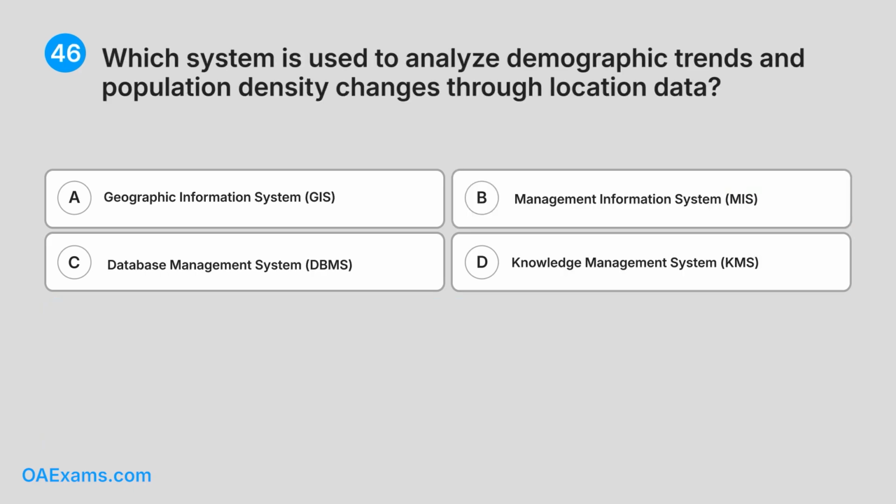46. Which system is used to analyze demographic trends and population density changes through location data? A. Geographic Information System, GIS. B. Management Information System, MIS. C. Database Management System, DBMS. D. Knowledge Management System, KMS. Can you guess the answer?